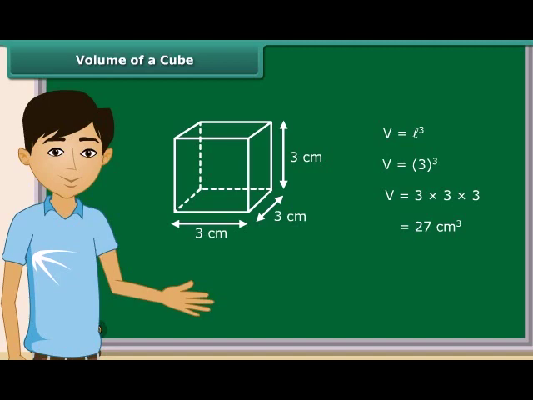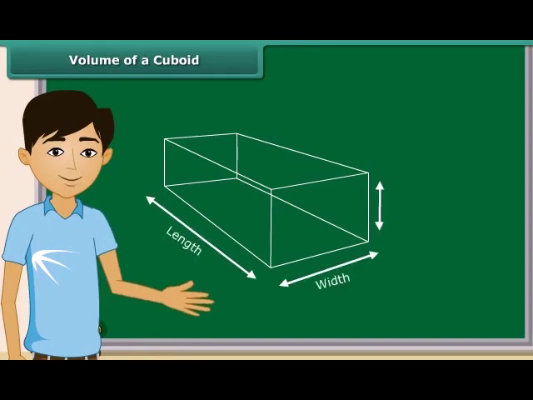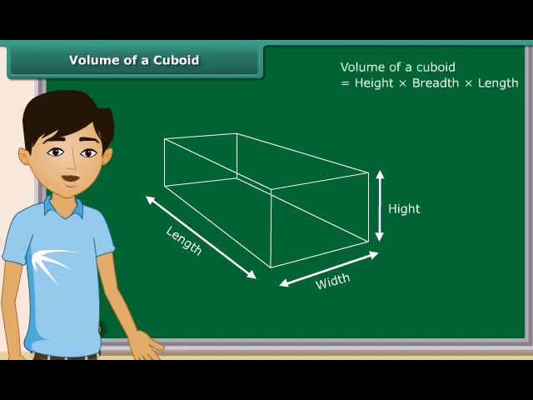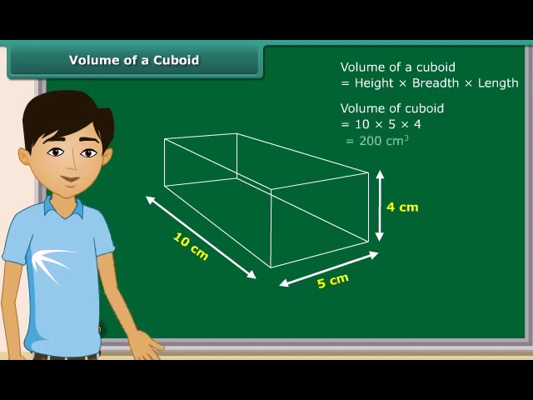Look at this cuboid. We know it's a three-dimensional shape having dimensions length, breadth, and height. It's very simple and easy to calculate the volume of a cuboid. Just multiply height, breadth, and length of the cuboid and you will get the volume. Let us work out the volume of this cuboid. The three dimensions are given to us. Calculating volume of this cuboid is fairly easy. Just multiply all the three numbers. So the volume of this cuboid is 200 centimeter cube.